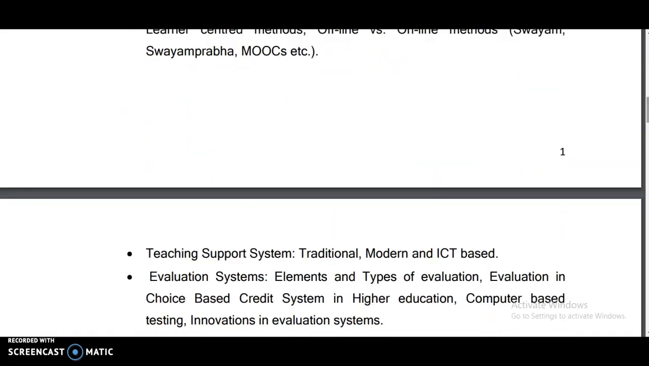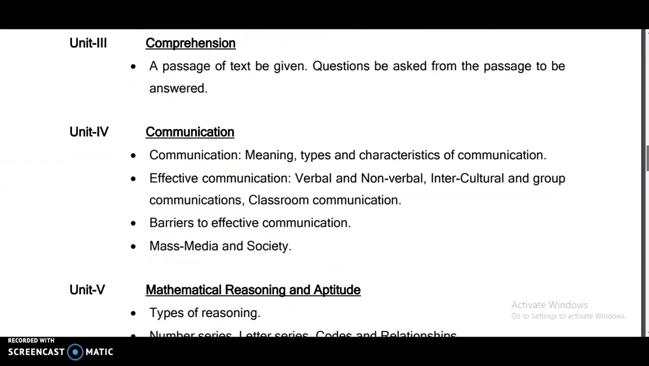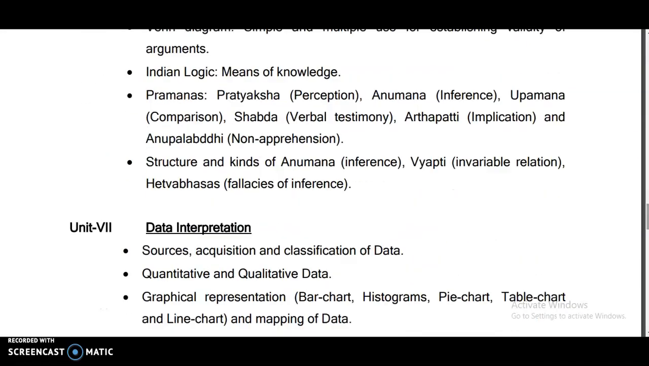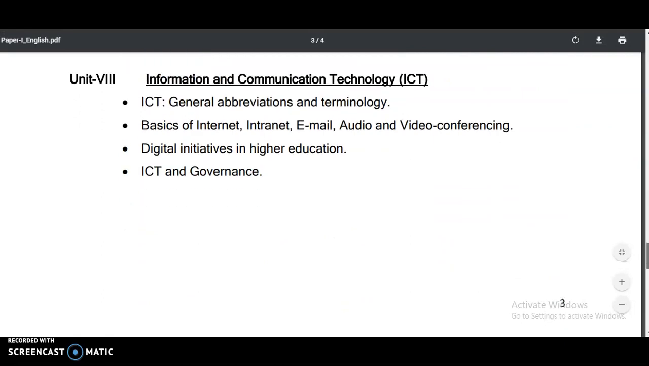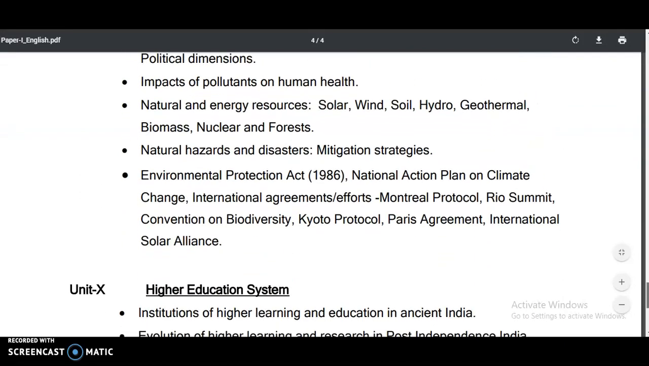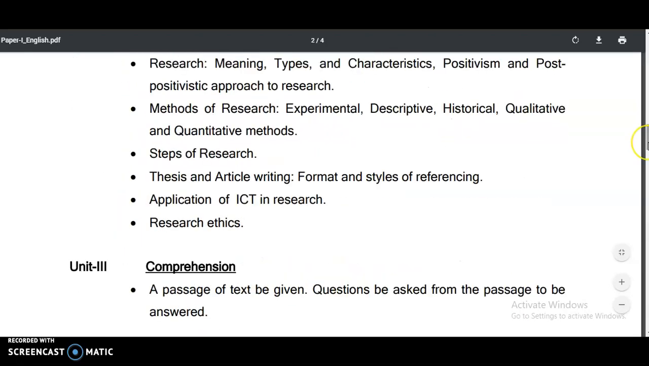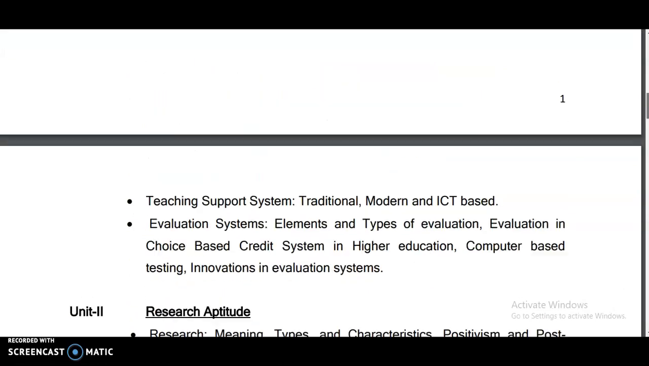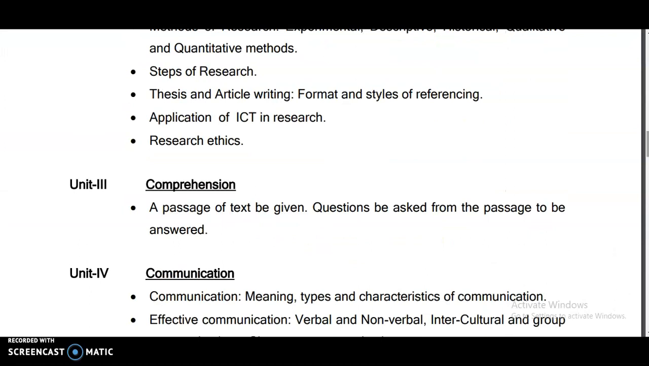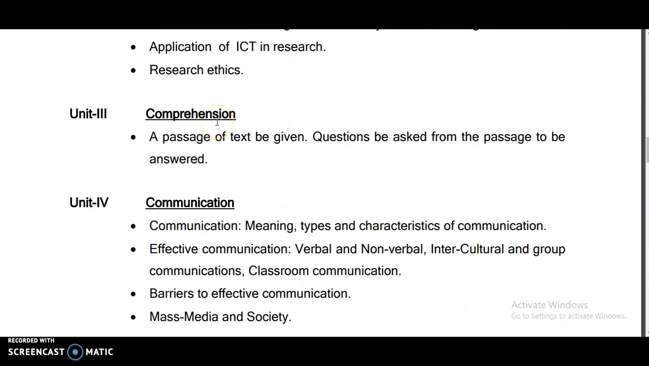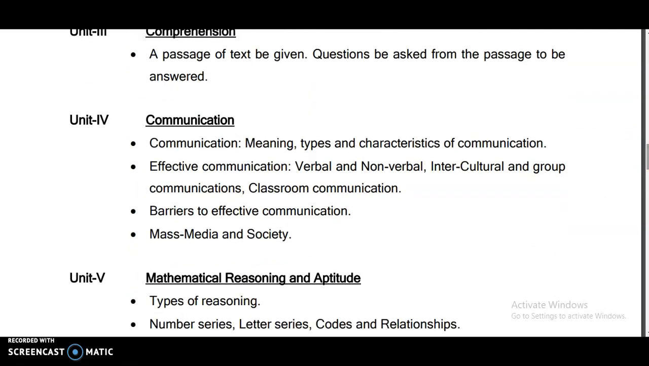Those are teaching aptitude, research aptitude, communication, and information and communication technology, people development and environment, higher education system. So these units are considered theoretical units. That means these are completely theoretical oriented units, and a few units are the mathematical oriented units. Those are comprehension, where you can simply put the answers from the passage. If you understand the passage once, then automatically you can put the right answers. Anyhow, we will see that clearly with a lot of examples in this channel.